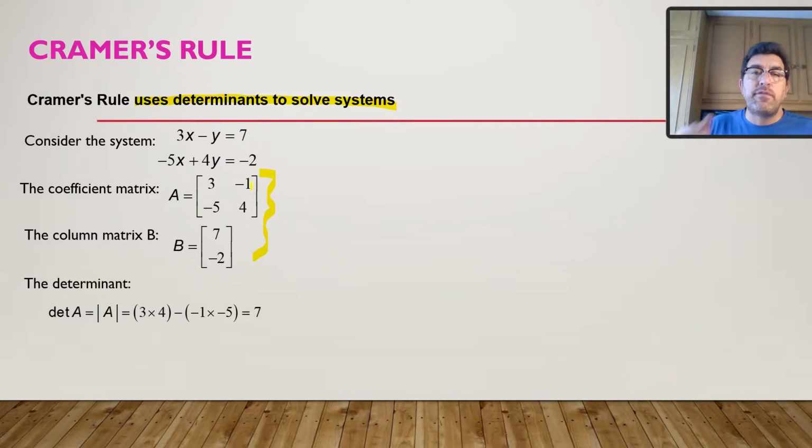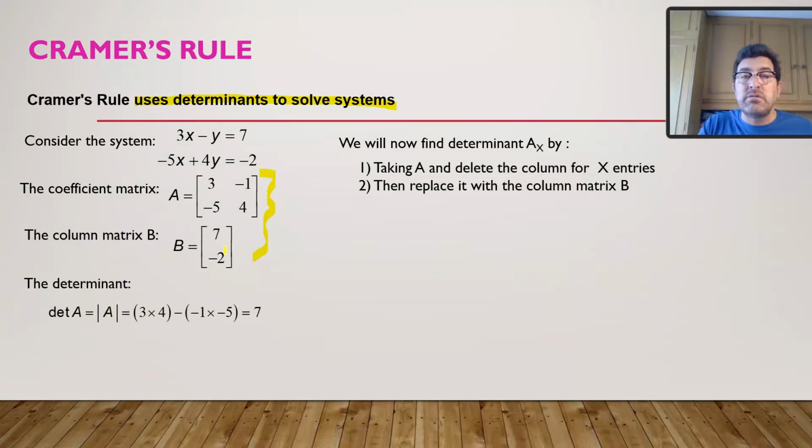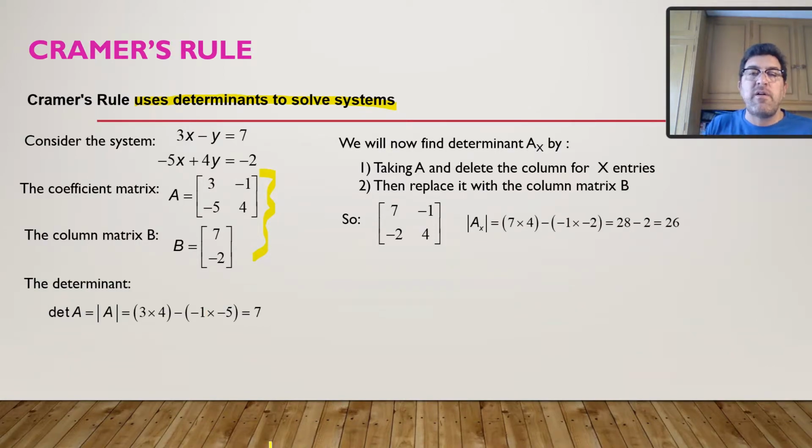Now, if you want to solve for x, you are going to replace the column with the x's in it with this column matrix B and find the determinant. We're going to call that determinant A sub x. We take A and we delete the column for the x entries. That's the first column. We replace it with this matrix 7, 2. There we go. And for that we find the determinant: 28 plus, minus 2 rather, is 26. And there we have A sub x, very important, is 26.